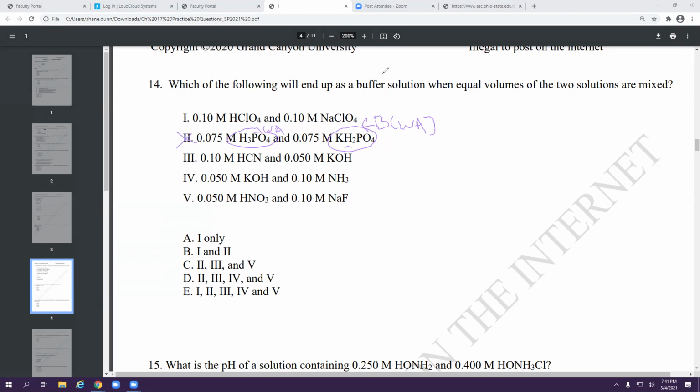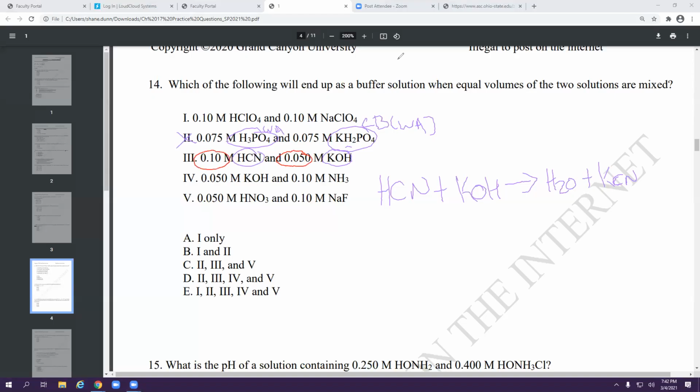3, KOH is a what? Strong base. HCN, weak acid. This will form water plus what? KCN, potassium cyanide. Now, here's where things get a bit tricky, guys.